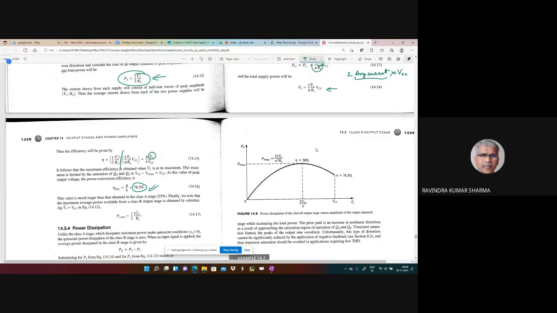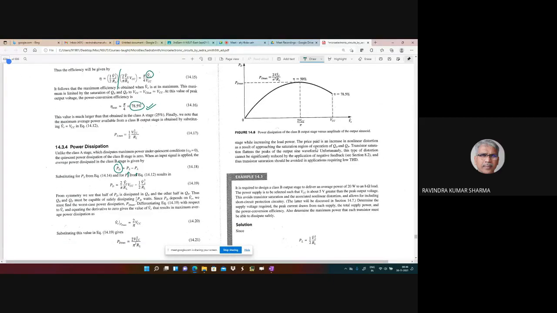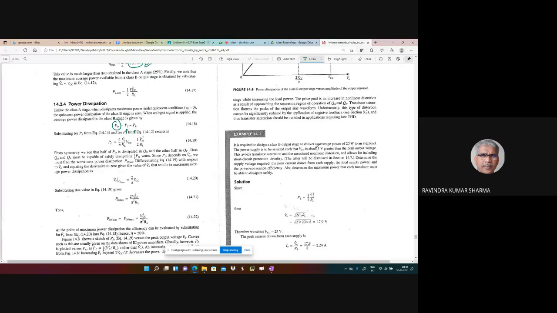And the power dissipation is going to be obviously PS minus PL. The supply power minus the load power will be the device power. जो active device लगी है उसमें, उस पर कितना dissipate हो रहा है. So 22.5% dissipation वहां पर होगा, right?